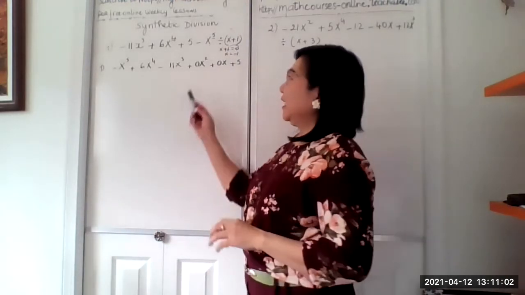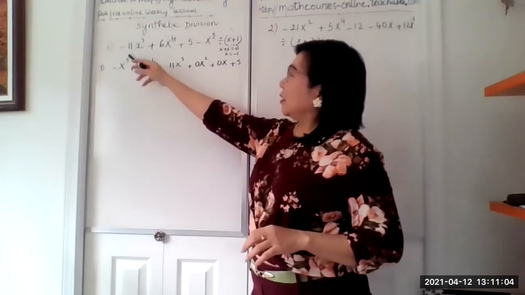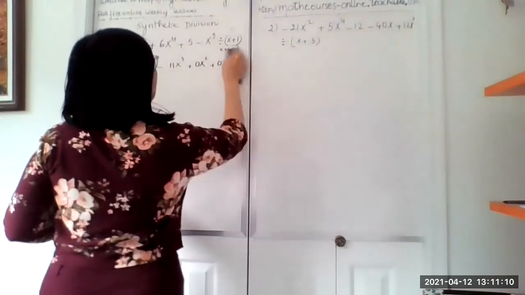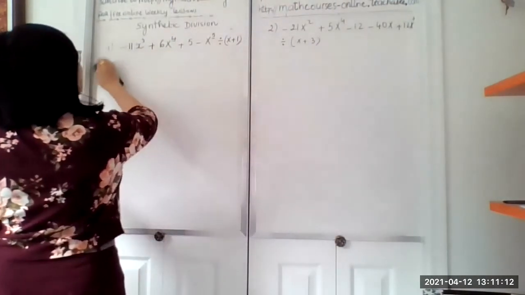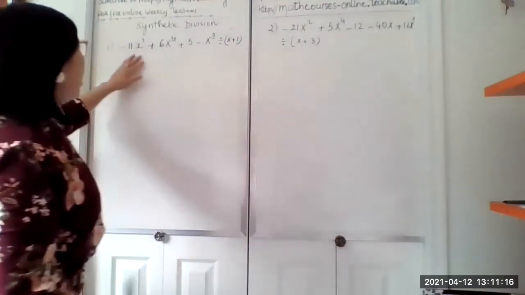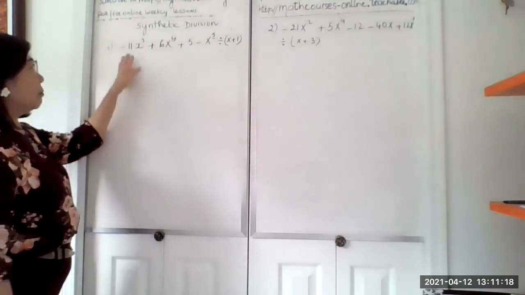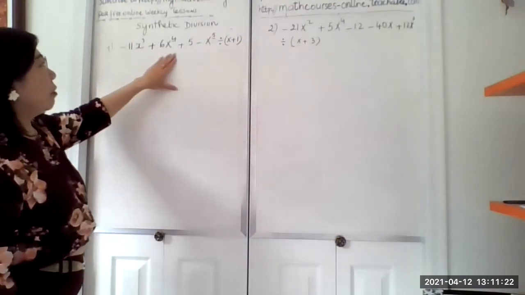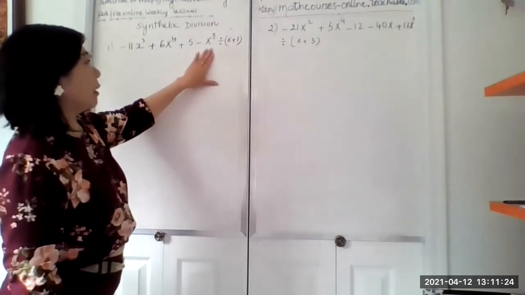the question. This is the expression, let me start fresh first. Sorry about that. So on the board, I have an expression: minus 11x to the power 3 plus 6x to the power 4 plus 5 minus x to the power 5.